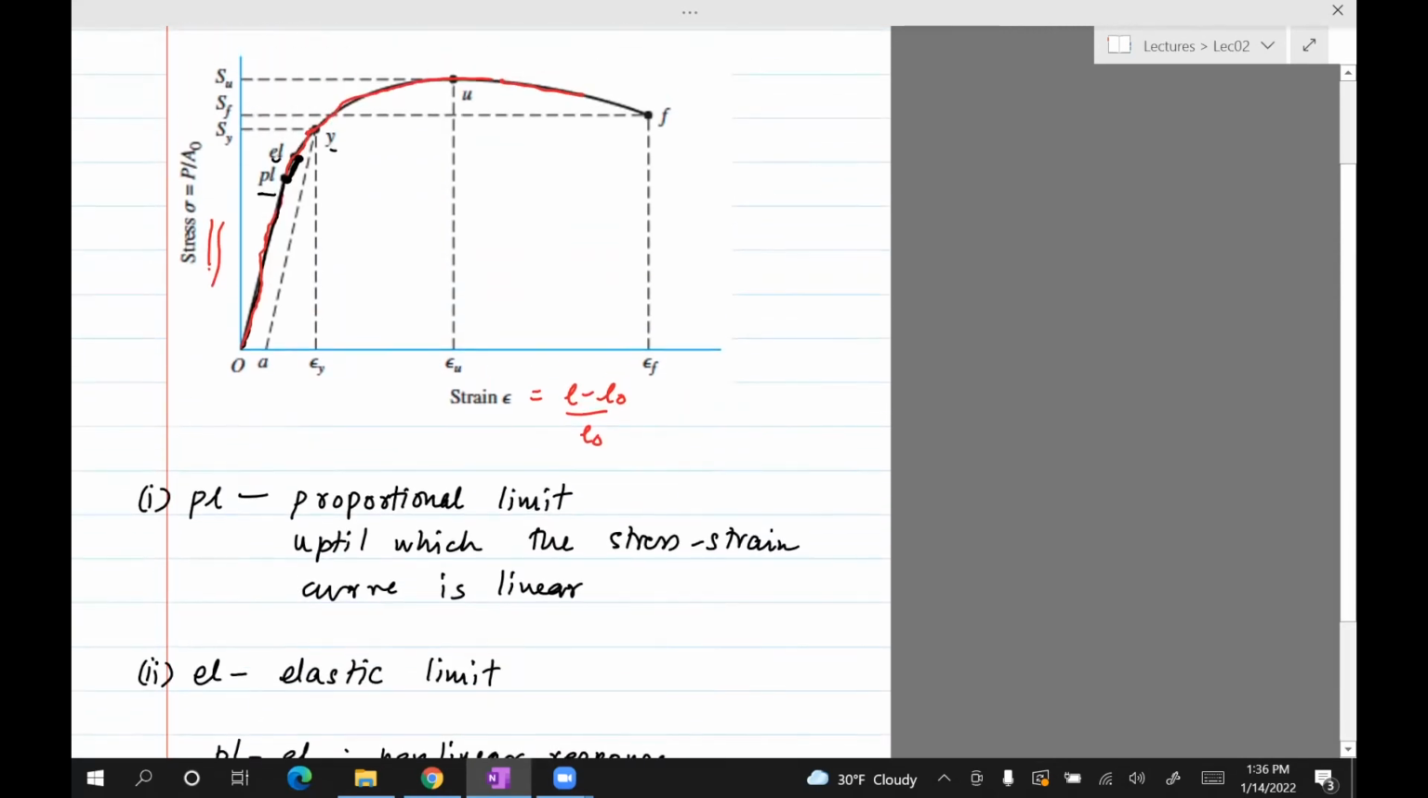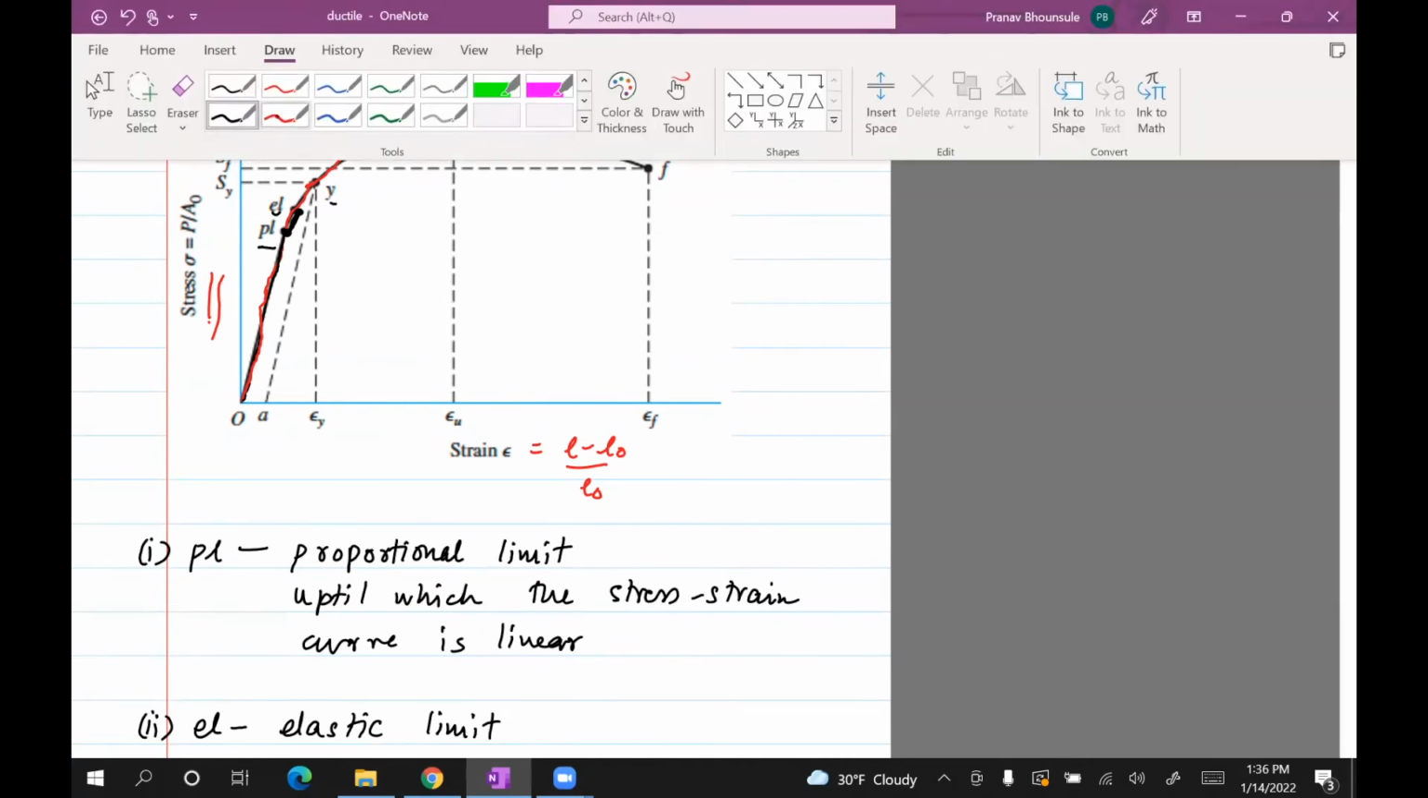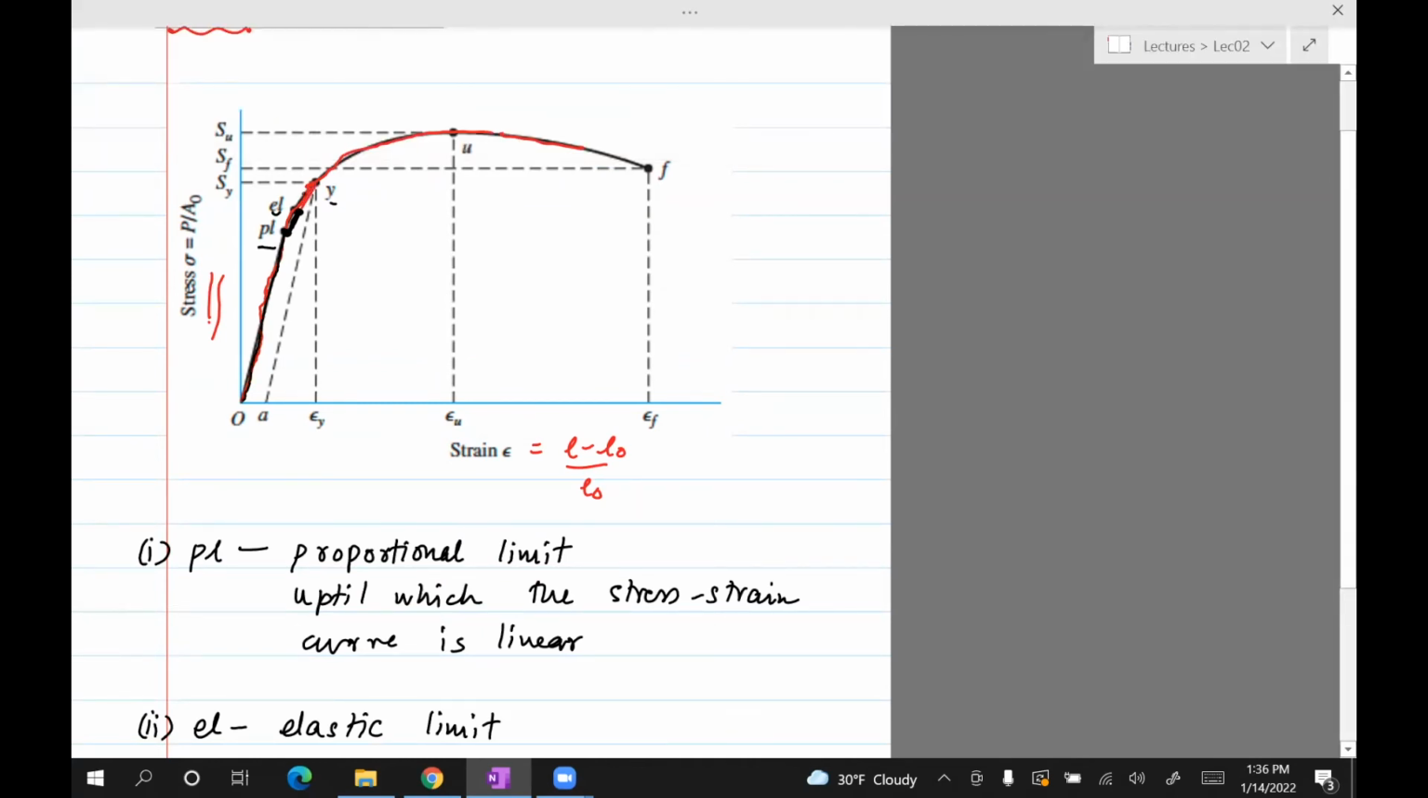Okay, so then if you keep increasing the stress beyond EL, you'll see that the curve is non-linear, and there's a point called Y after which the stress actually starts increasing slower than the strain. So you saw this curve, it was approximately like this. Then beyond Y, it started to bend a little bit to the right, such that the curve has a slope which is smaller than the slope previously. So the strain increases faster than the stress.